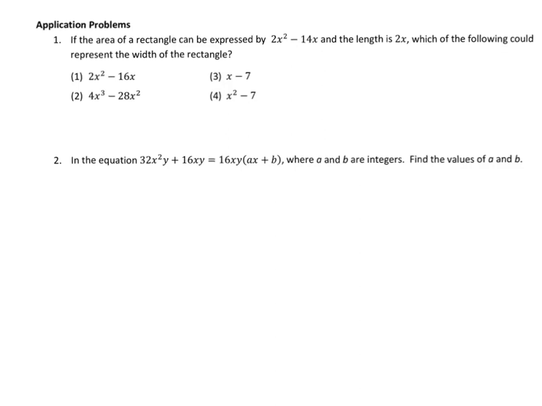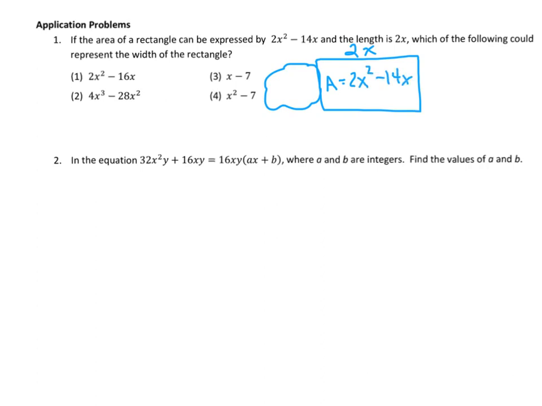Okay, we have 2 quick application problems that I'm going to try and get through quickly. If the area of a rectangle can be expressed by 2x squared minus 14x, and the length is 2x, which of the following could represent the width of the rectangle? So let's take a picture of a rectangle. I have a length is 2x. I don't know what the width is, and I can tell that the area is 2x squared minus 14x.